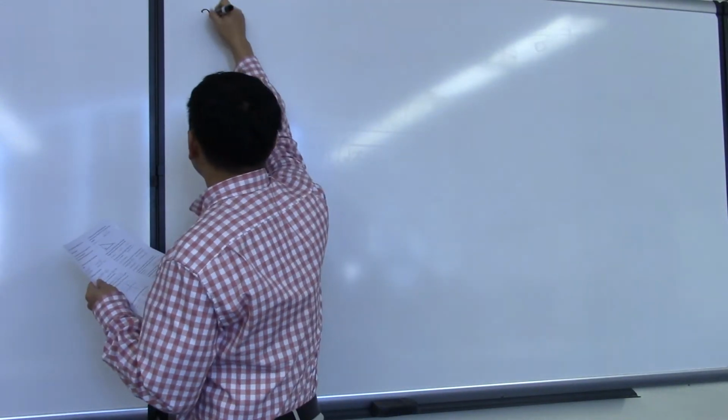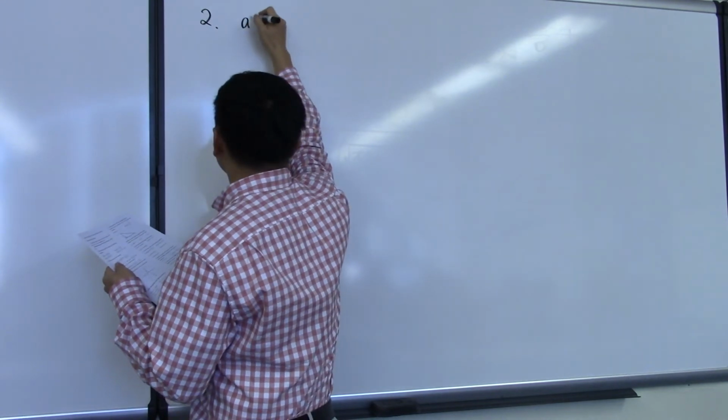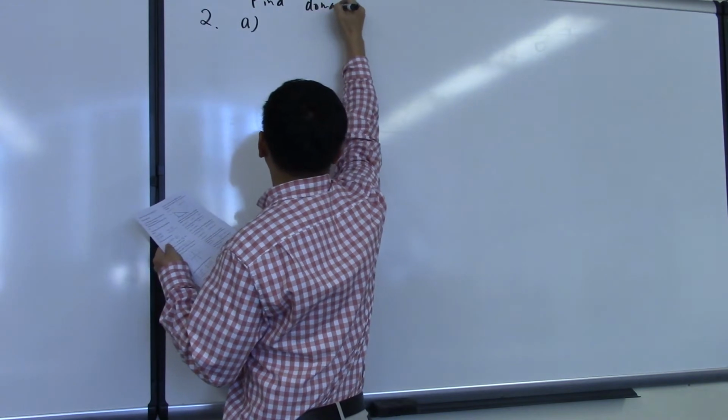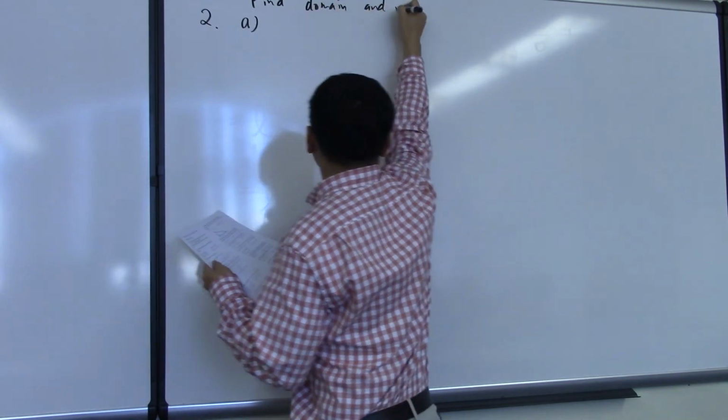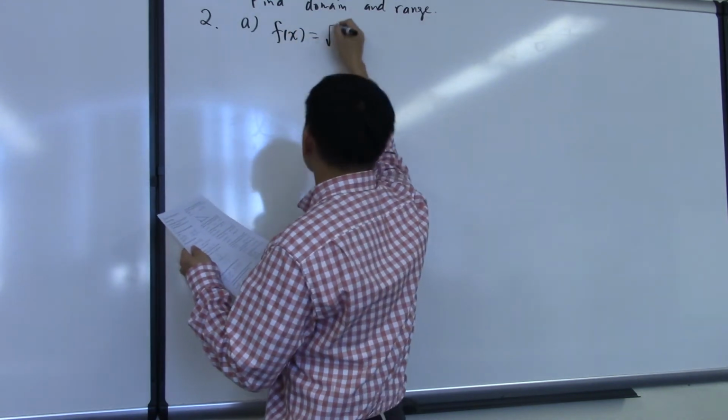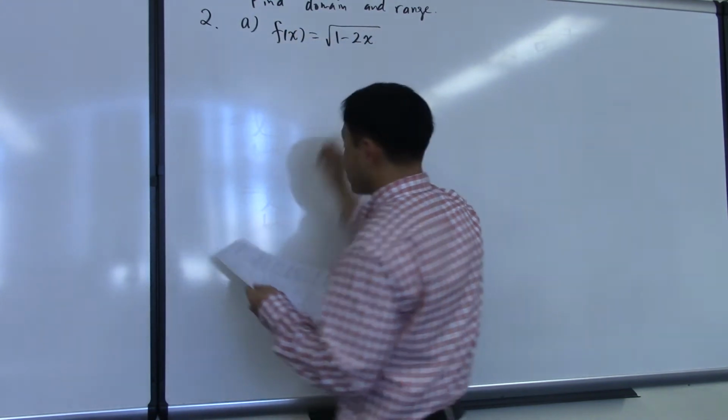Okay, let's start with number 2. Find the domain and range where the function f of x is the square root of 1 minus 2x.